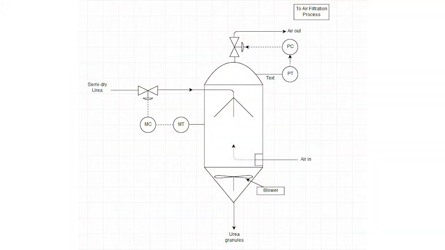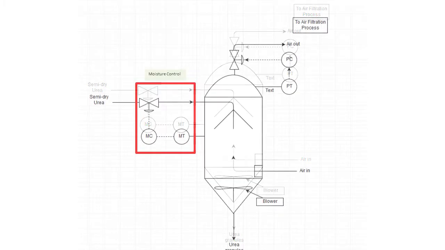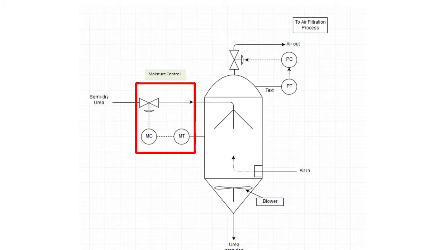This is an illustration of the proposed process control strategy for the prilling tower. As you can see, there are two different control loops present in the prilling tower. Moisture content and the pressure of the tower are being controlled. The material balance of the prilling tower can be controlled by controlling the flow of the material.